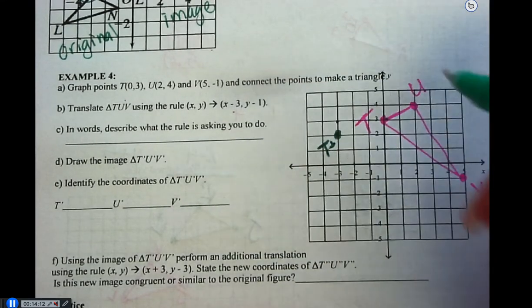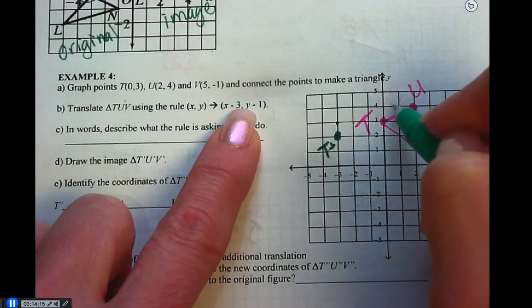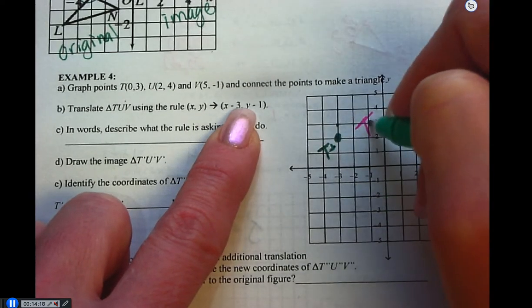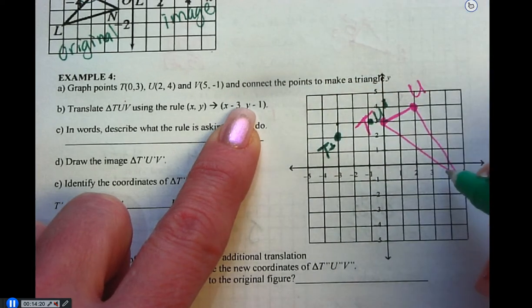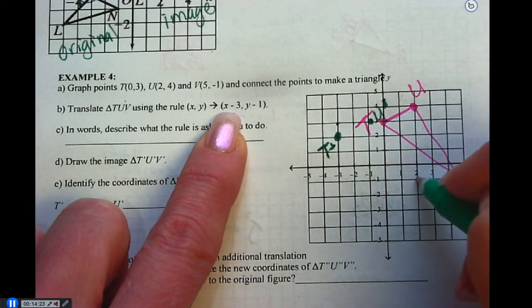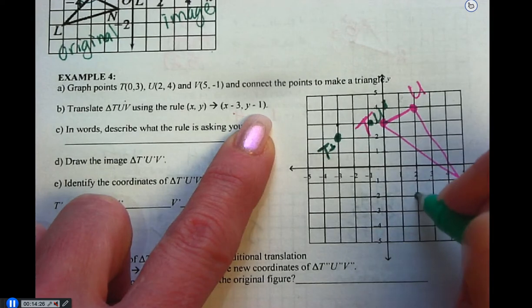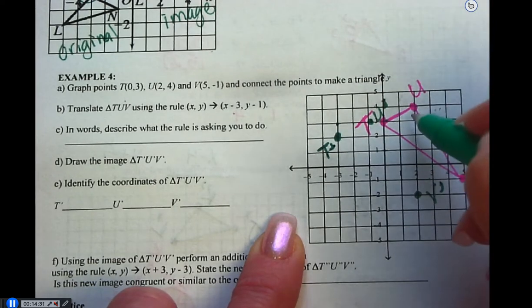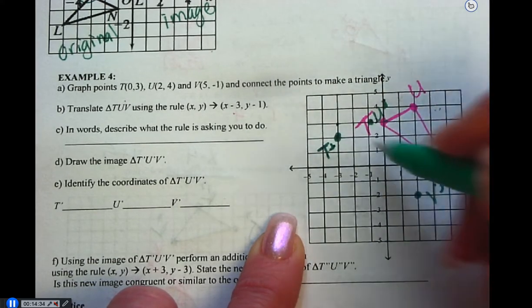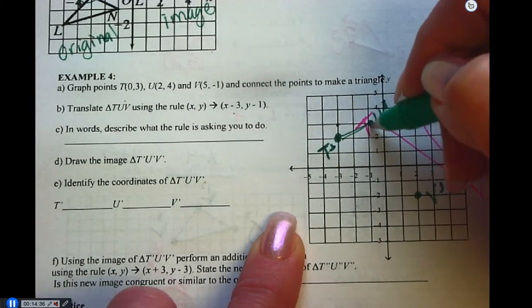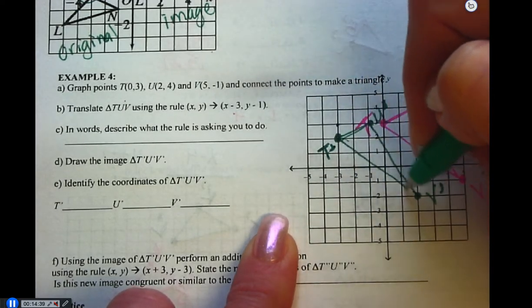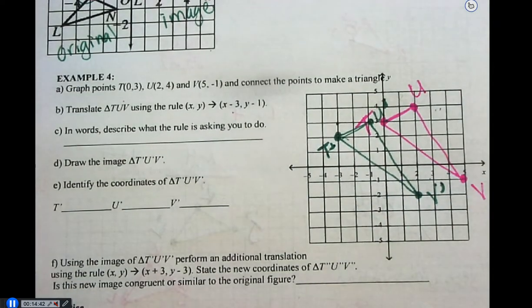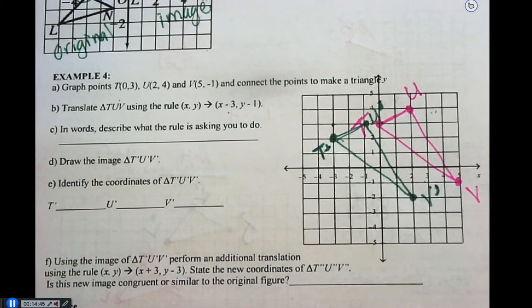T prime. Do the same thing with U. 3 to the left. 1, 2, 3, down 1. U prime. And then V, 3 to the left. 1, 2, 3, down 1. And then I'm going to connect them. And now I have a congruent triangle. I plotted my points. I moved each of them 3 to the left and 1 down. And then I plotted a new point.